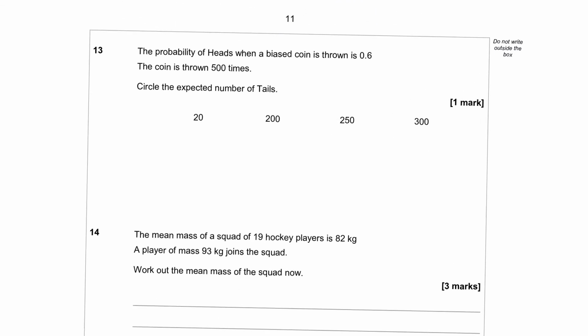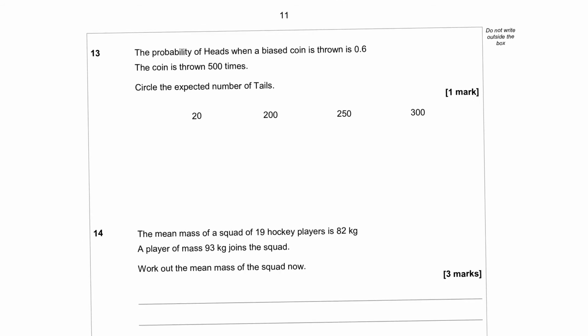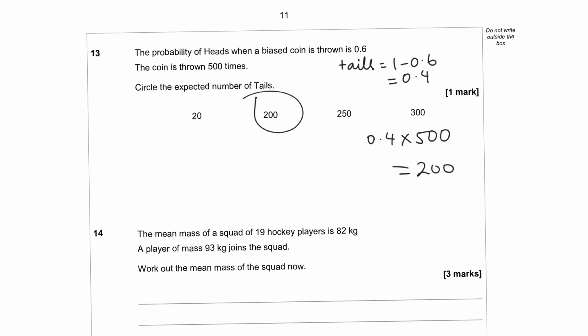Right, so question 13. Probability of a heads when a biased coin is thrown is 0.6, and it says the coin is thrown 500 times. I have to circle the expected number of tails. Well, if it says for a heads is 0.6, then for a tails, it's going to be 1 minus 0.6 because total probability adds up to 1. And on a coin, you can either get heads or tails. You can't really get anything else. So 1 minus 0.6 is 0.4. So if I put into my calculator 0.4 times 500, you would get an answer of 200. So that would be that.